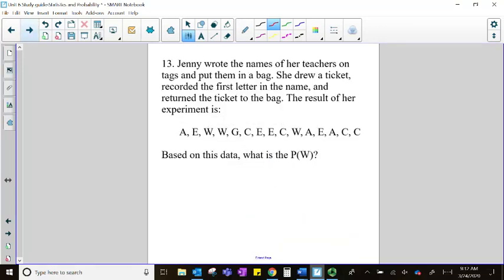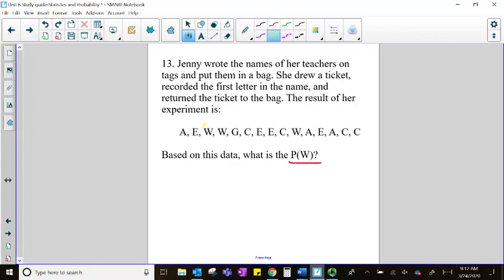Number 13. Jenny wrote the names of her teachers on tags and put them in a bag. She drew a ticket, recorded the first letter in the name, and returned the ticket to the bag. The result of her experiment is A E W W G C E E C W A E A C C. What is the probability of W?